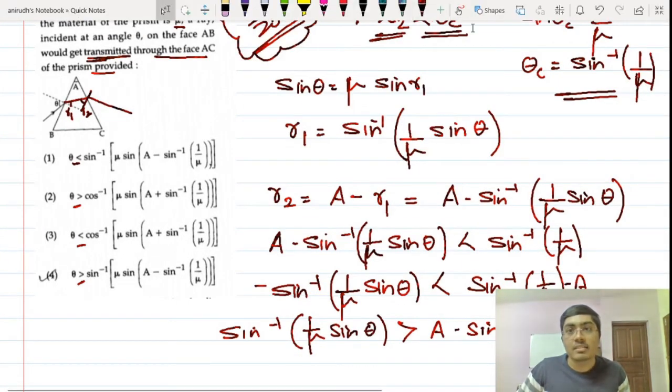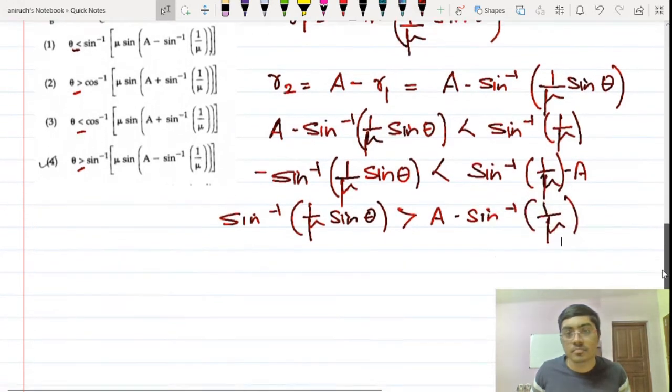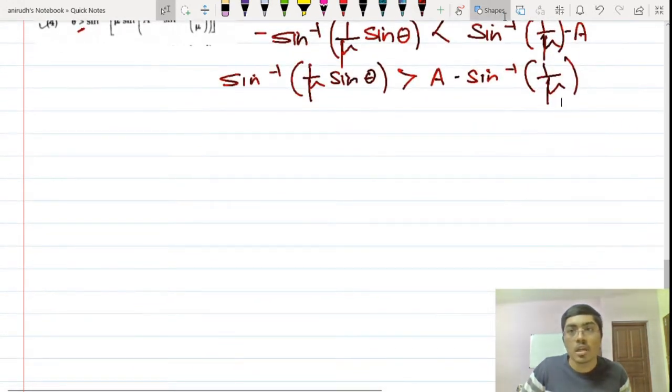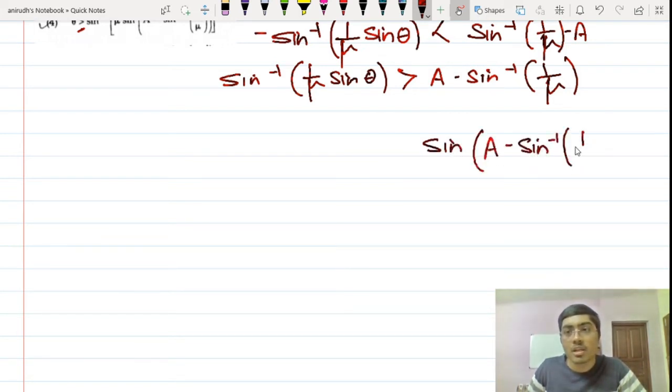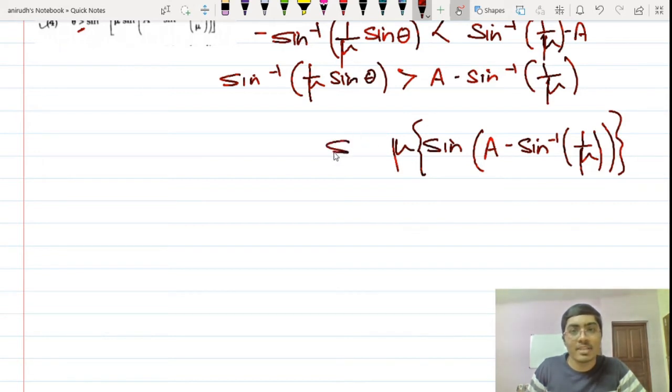Okay, let's proceed with the discussion of this. Now what I will do is, sine inverse is taken to the other side, so that becomes sine of this much. So there is something called sine of a minus sine inverse 1 by mu. Fine. So sine is gone that way, and this mu is to be transferred here, so mu multiplied by some big value, and now the sine is also taken to the other side, so that will be sine inverse of.